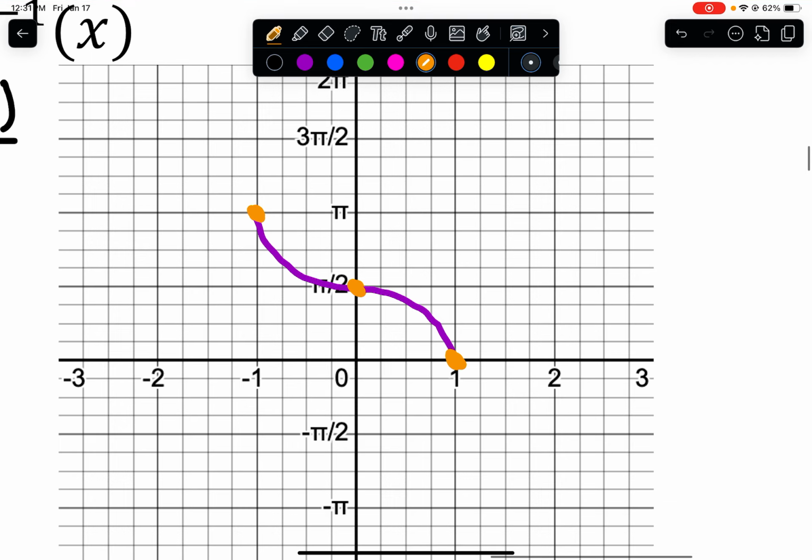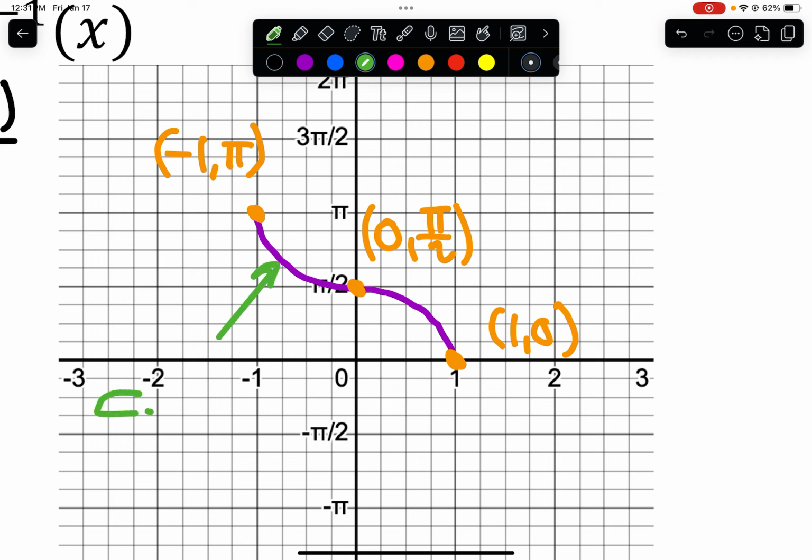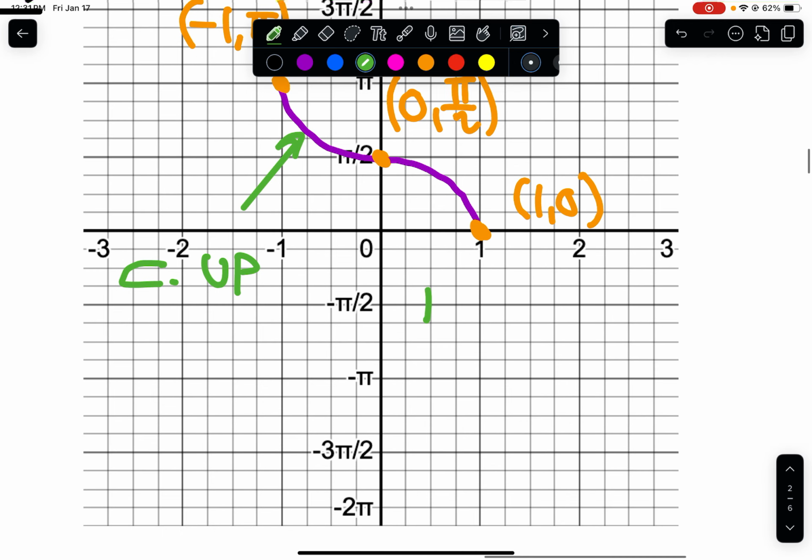So your points over here, we're going to have (-1, pi), and then we're going to have (0, pi over 2), and then we're going to have (1, 0). And then for your concavity, I'm going to shorthand this one just to make it a little bit quicker. So I'm going to say C up for concave up, and then for this last part over here, I'm just going to say C down for concave down.